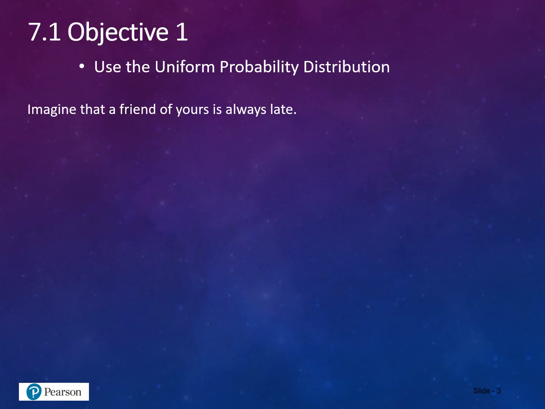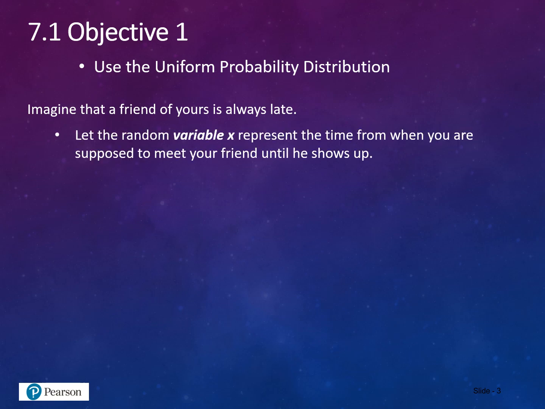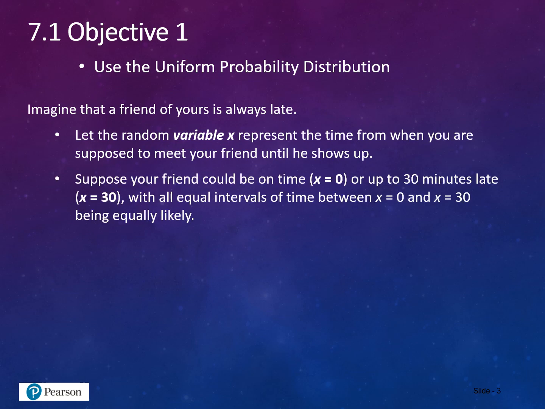Use the uniform probability distribution. So what is this? Imagine that a friend of yours is always late. Let the random variable x represent the time from when you are supposed to meet your friend until he shows up. Suppose your friend could be on time. In this case, x would equal 0 because there's no additional time after you were supposed to meet. Or up to 30 minutes late, where x would equal 30. X is the amount of time from when you are supposed to meet, with all equal intervals of time between x equals 0 and x equals 30 being equally likely.